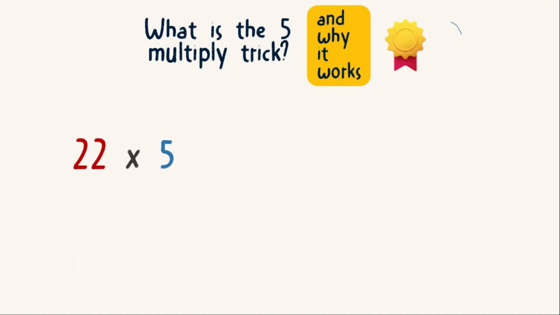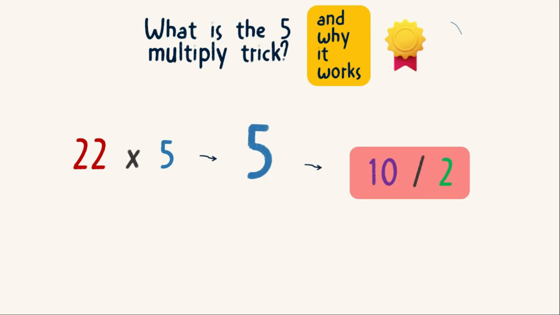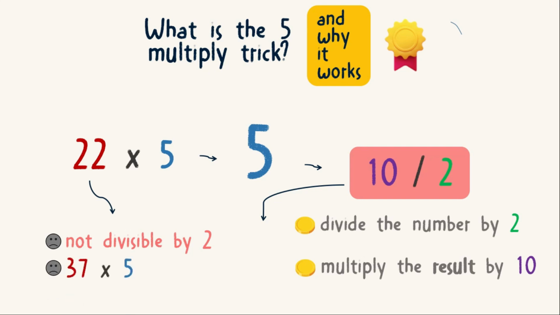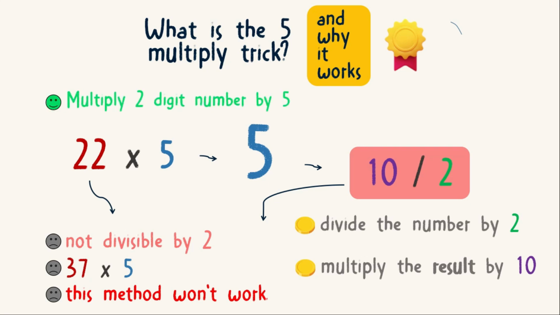When you are multiplying by 5, 5 can also be written as 10 divided by 2, and that's why we divide by 2 and multiply by 10. But this only works if the number you are multiplying is divisible by 2. So for example, 37 multiplied by 5, so this method won't work. But don't worry, you have already learned how to multiply digits by 5, especially those digits that go evenly.